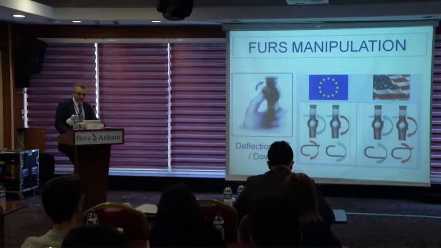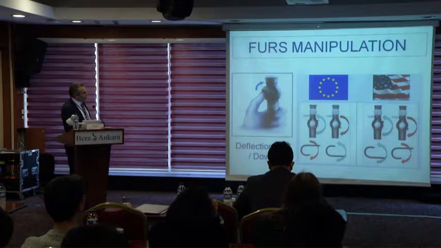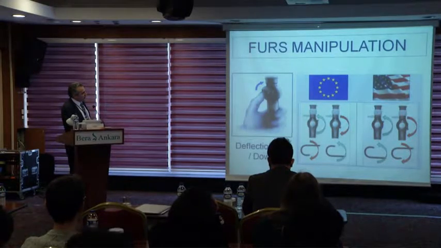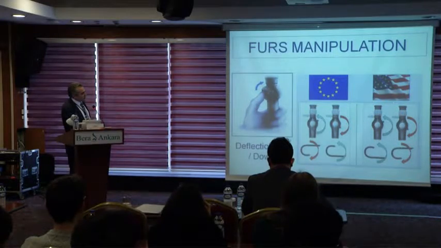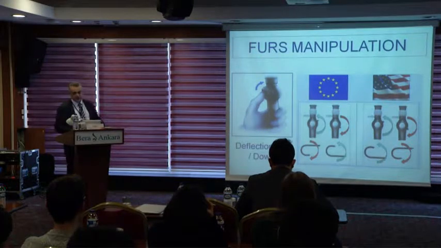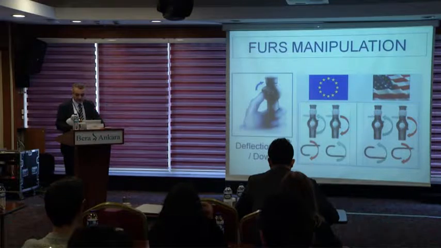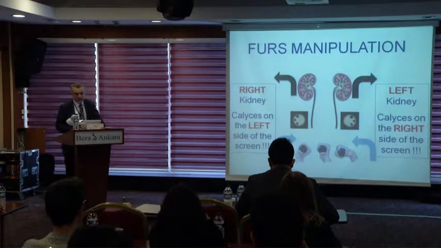But in the market there are 2 main ureteroscope models. One is the European model. In the European model, when you deflect up, the tip goes down. When you deflect down, the tip goes up. But in the American model, when you push up, the tip goes up. When you push down, the tip goes down. So you have to know which one you use.